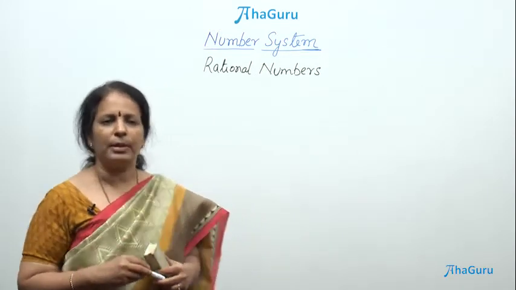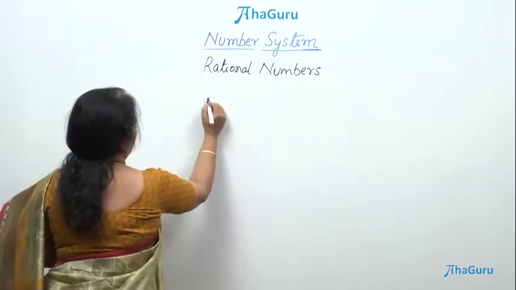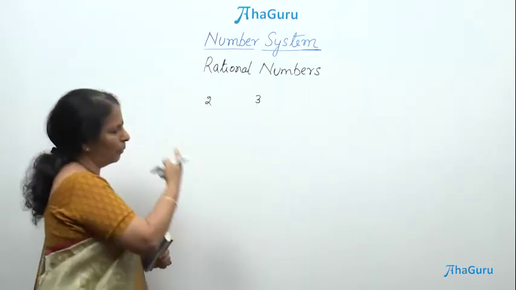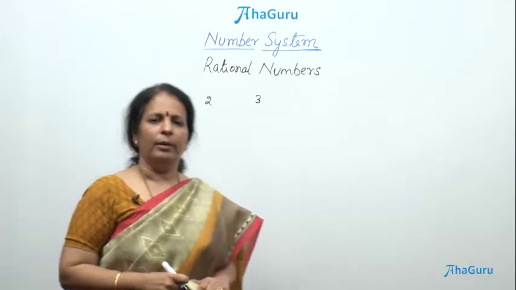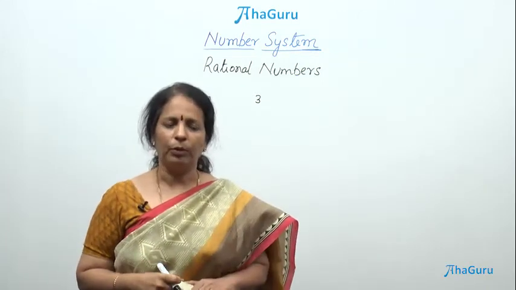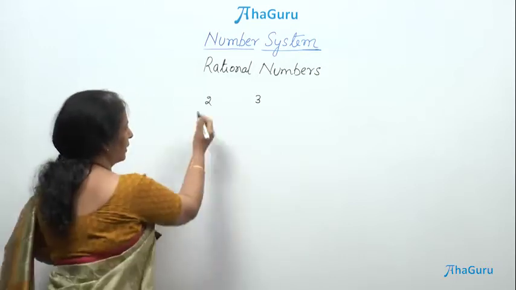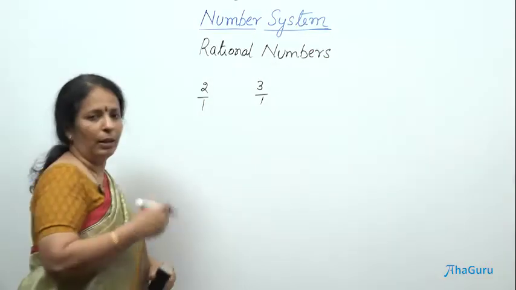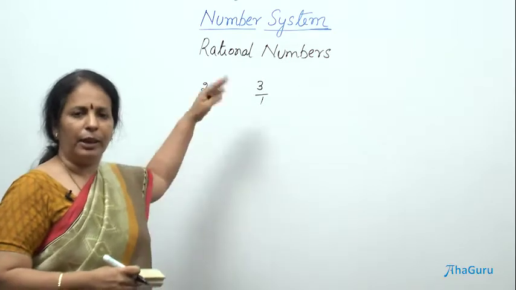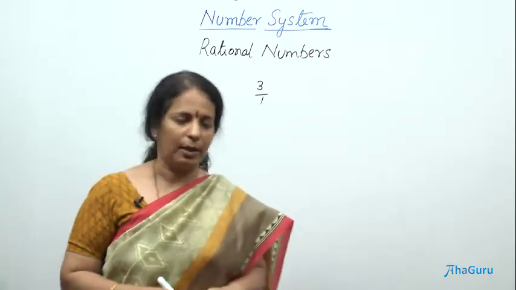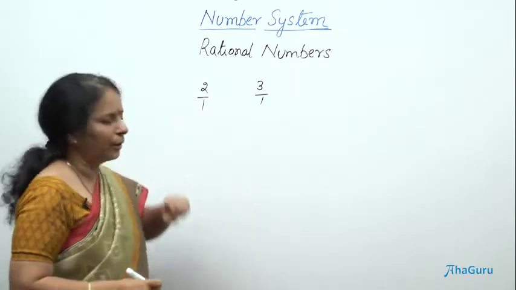Okay. So if I say 2 and 3, I want you to find one rational number between the two. This is a rational number, this is also a rational number, we know that. If I divide this by 1, this becomes 2 by 1, isn't it? All natural numbers are rational numbers. By converting into fractions also, I have proved that they are rational numbers. Find one number between the two.